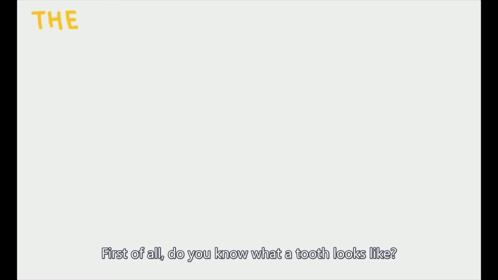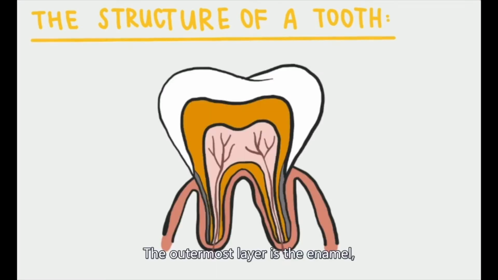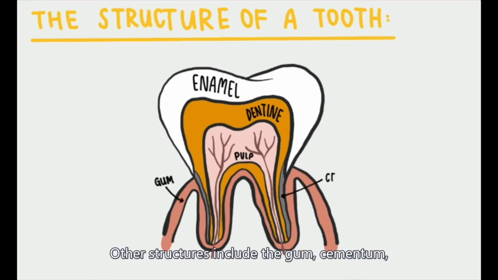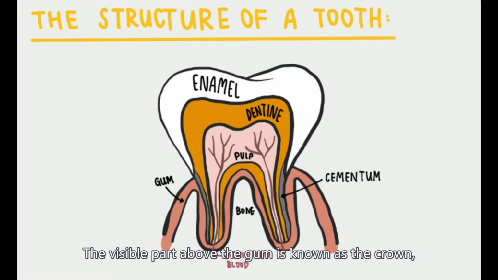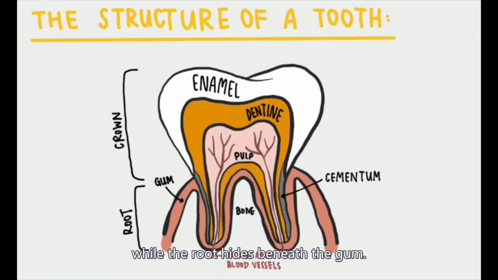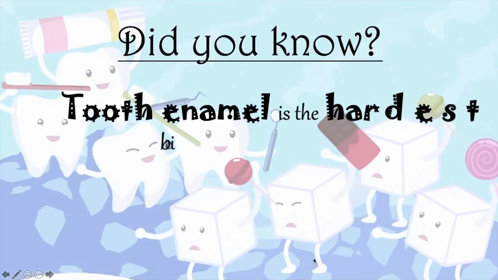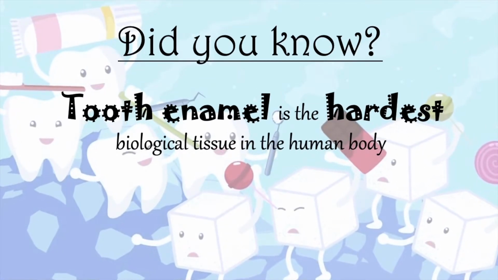First of all, do you know what a tooth looks like? Here is the structure of a tooth. The outermost layer is the enamel, the middle is dentin, while the innermost is the pulp. Other structures include the gum, cementum, bone, nerves, and blood vessels. The visible part above the gum is known as the crown, while the root hides beneath the gum. Fun fact time! Do you know tooth enamel is the hardest biological tissue in a human body?